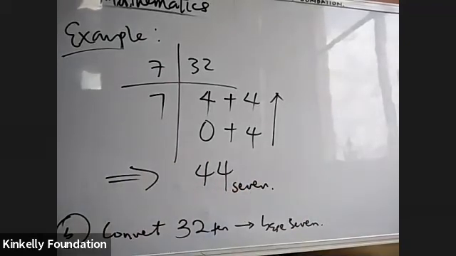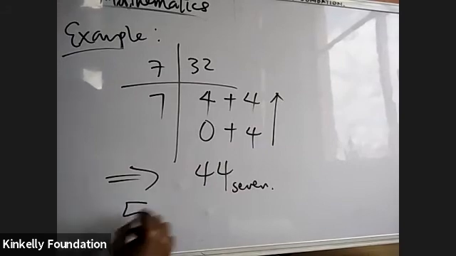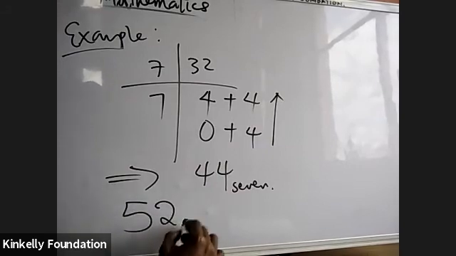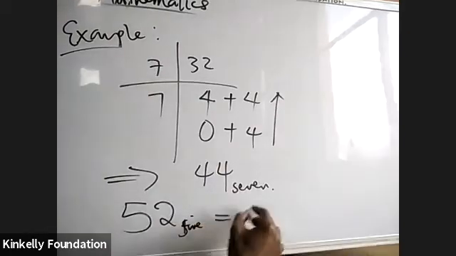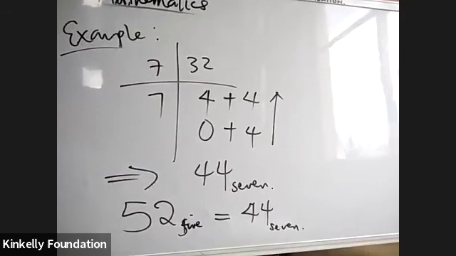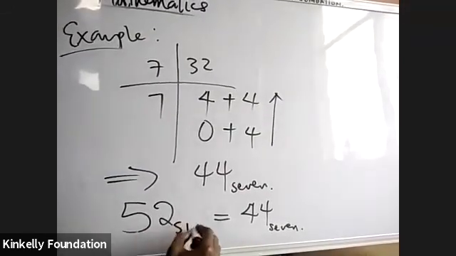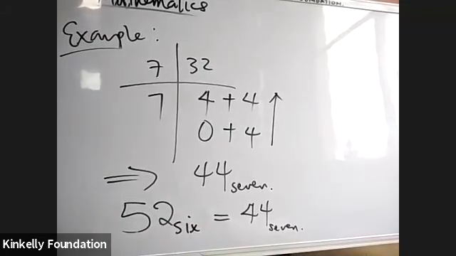So we can now finally say that the value we had initially, which is 52 base 6, is equal to 44 base 7. Okay, sorry, it's 52 base 6 to base 7. So this is it.